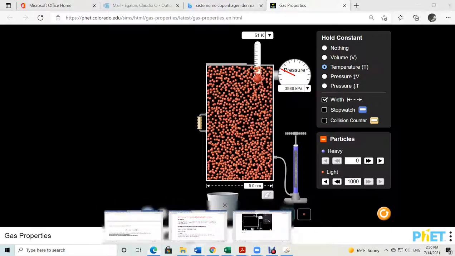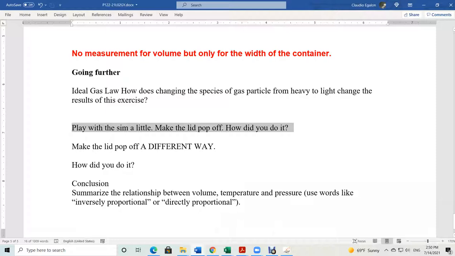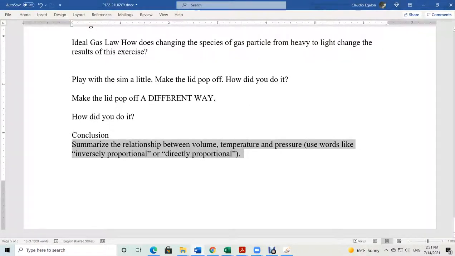Any questions? Let's see here. How did you do it? Try to figure out a different way to pop off the lid of the container. Okay, so we're done with this experiment. It's 2:50 right now.